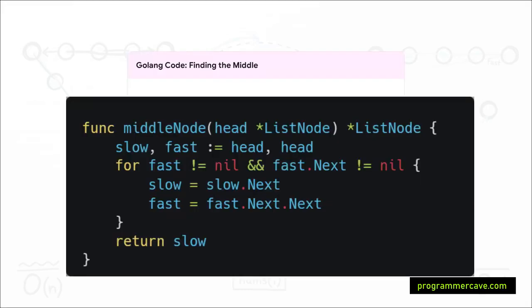And check this out. The code to find the middle is almost identical to the code for cycle detection. Seriously, look at it. We initialize the slow and fast pointers the same way. The loop condition is exactly the same. The only difference is what happens after the loop finishes. Instead of returning true or false, we just return the slow pointer itself because we know it's sitting right there in the middle of the list. We're just reusing the same engine for a different purpose.